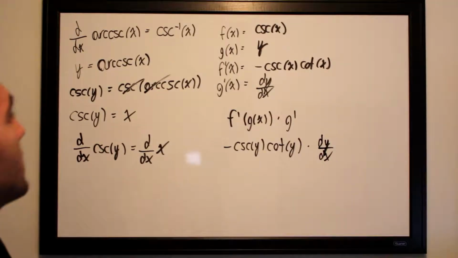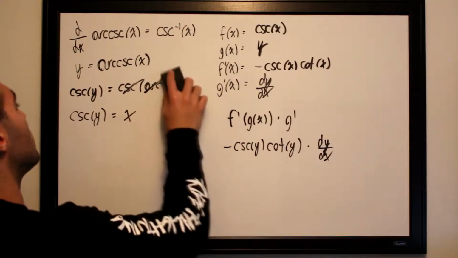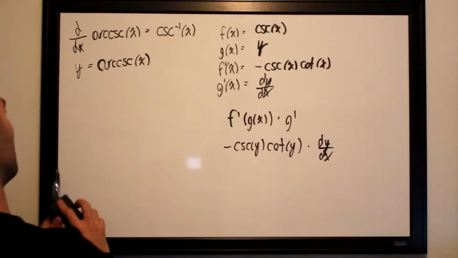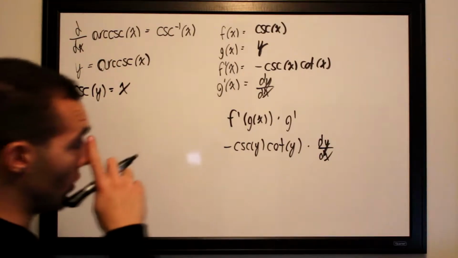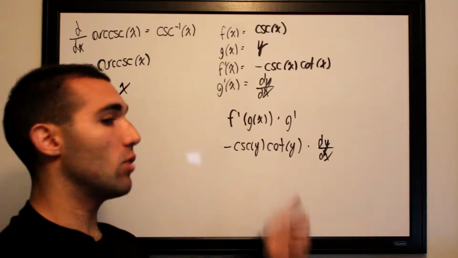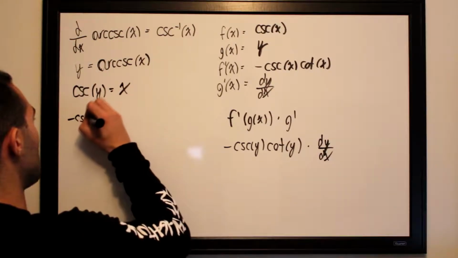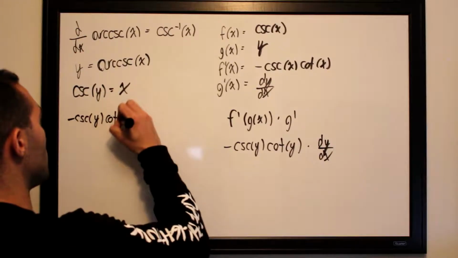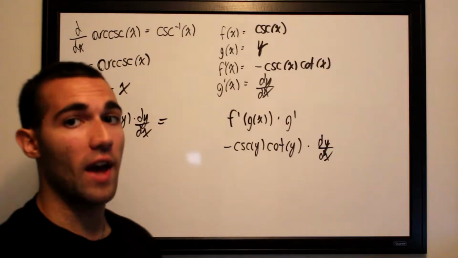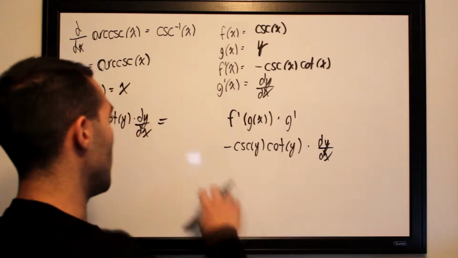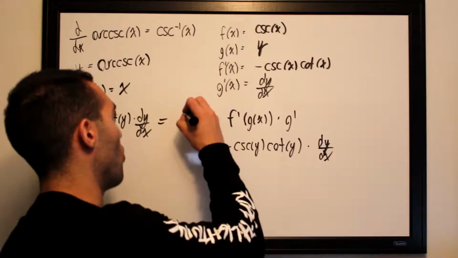Now let's go ahead and clean up this side. Cosecant of y will be equal to, and rewrite the fact that cosecant of y is equal to x, because we will need that. So this derivative is equal to the derivative of x on the other side of the equation. So we have negative cosecant of y cotangent of y times dy by dx is equal to the derivative of x on the other side. I had erased it, I'm sorry for that. But essentially on this side all we had was an x and we needed to differentiate that. Derivative of x is 1.